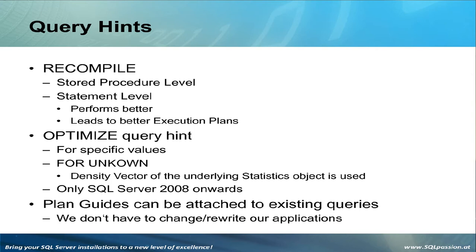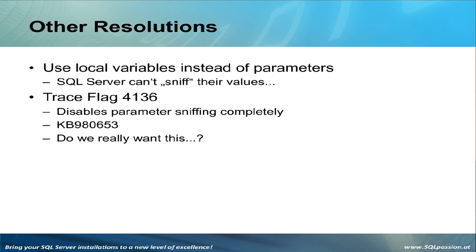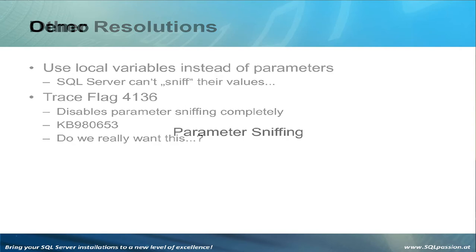Because you're just overruling the query optimizer, the query optimizer might provide you a better plan, but it isn't allowed to. Okay? So we should not use too many query hints, only in specific cases when there is no way out anymore. There are also other resolutions, like trace flag 4136, which completely disables parameter sniffing. Not really recommended, because you're getting bad plans. Let's have a look at those things.